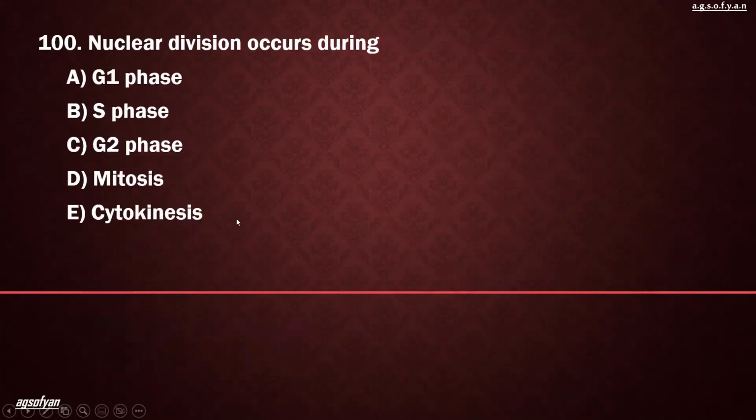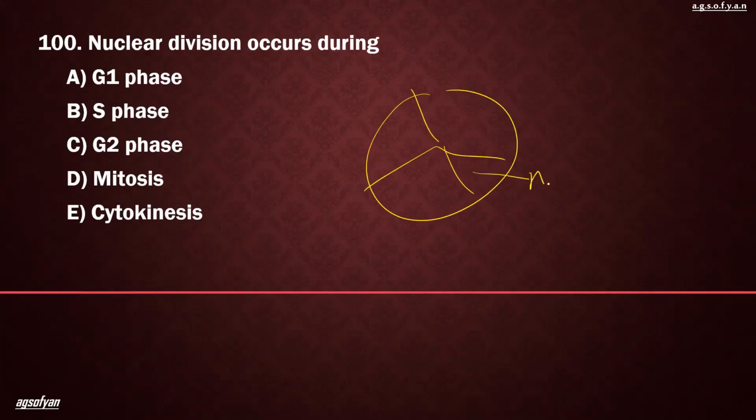Nuclear division occurs during, so remember this cell cycle. The M is when the cell divides, and this is also when the nucleus divides. So which one do you think is the answer? Considering what is shown, it would be mitosis. Yes, M or mitosis. That's correct.